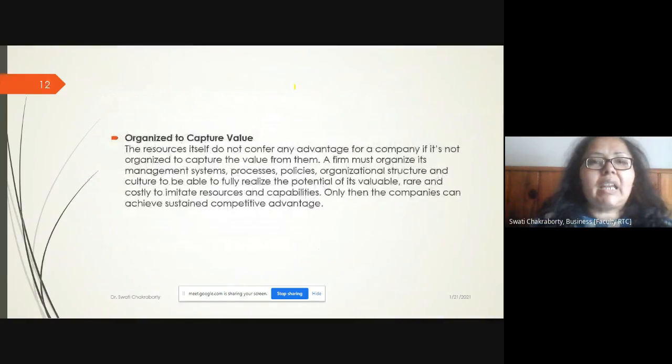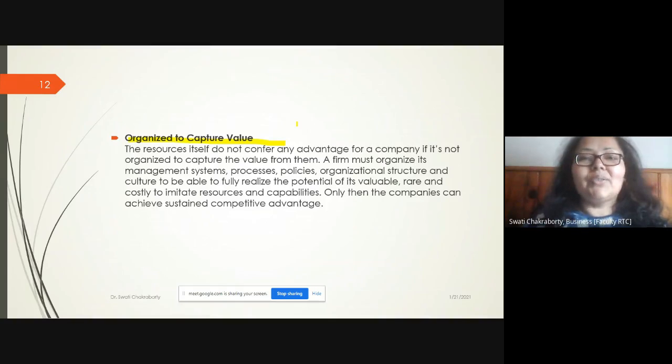Okay. And the last that comes up is organized to capture value. Resources just by themselves having advantage is not enough, right? The firm also has to capture the value. The firm has to organize to utilize that value, capitalize on that value. A firm which is organized, meaning it has proper management system, process, policy, structure, culture, will be able to capitalize on these resources which are valuable, rare, and difficult to imitate. And only then can the firm have a sustained competitive advantage.